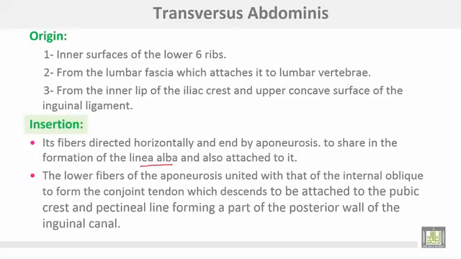The lower fibers of the aponeurosis unite with that of the internal oblique to form the conjoint tendon, which descends to be attached to the pubic crest and the pectineal line, forming a part of the posterior wall of the inguinal canal.